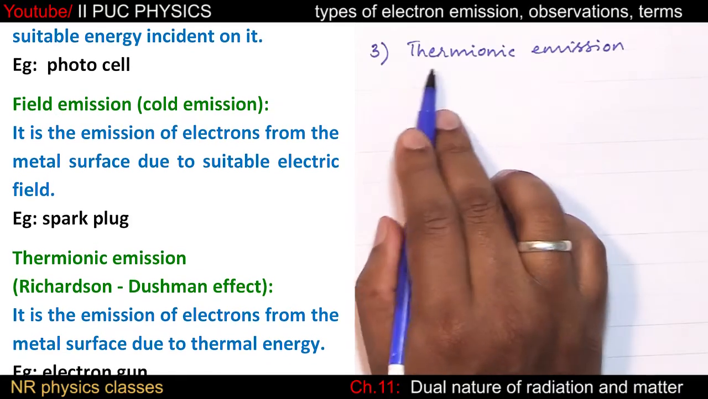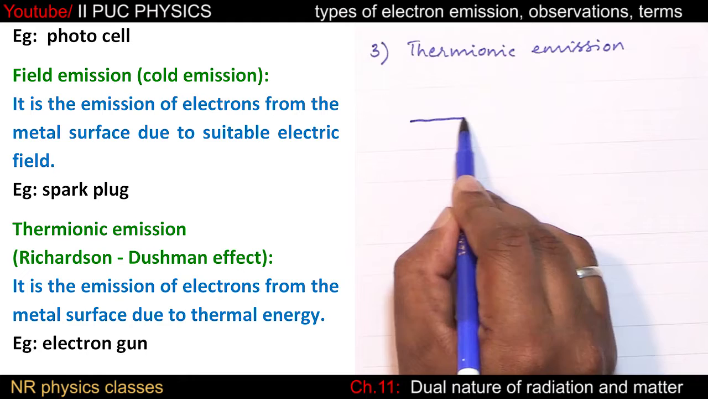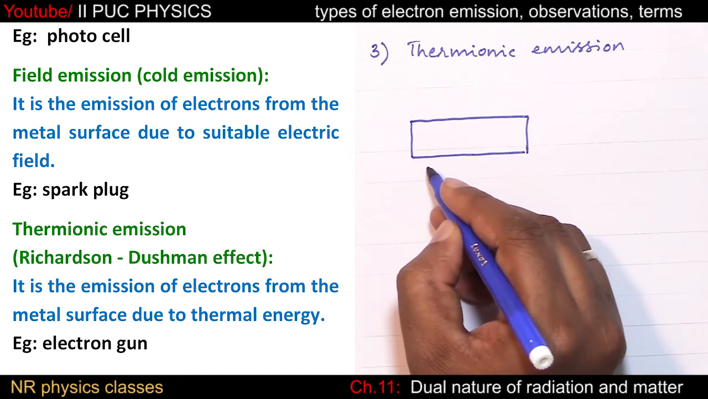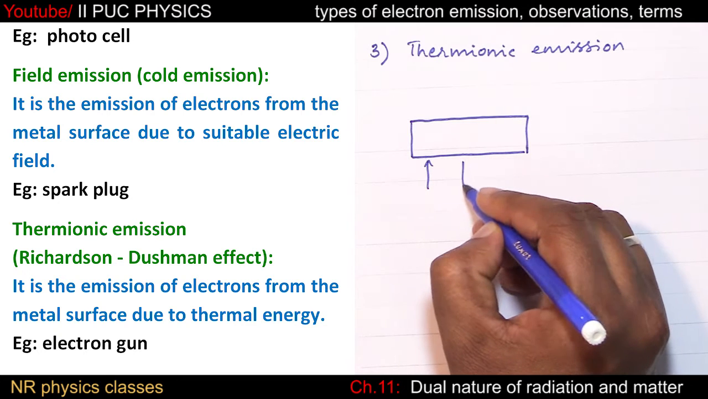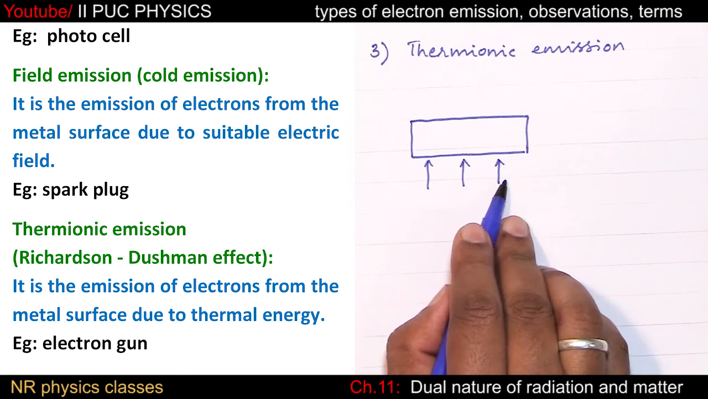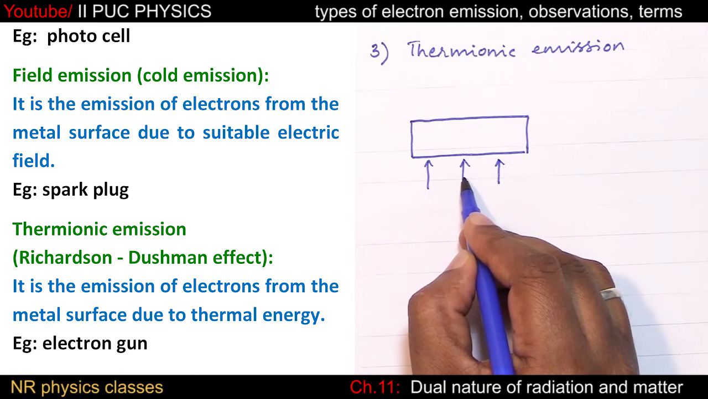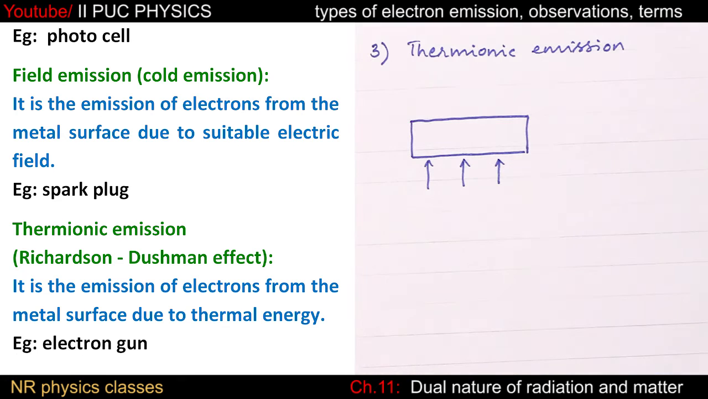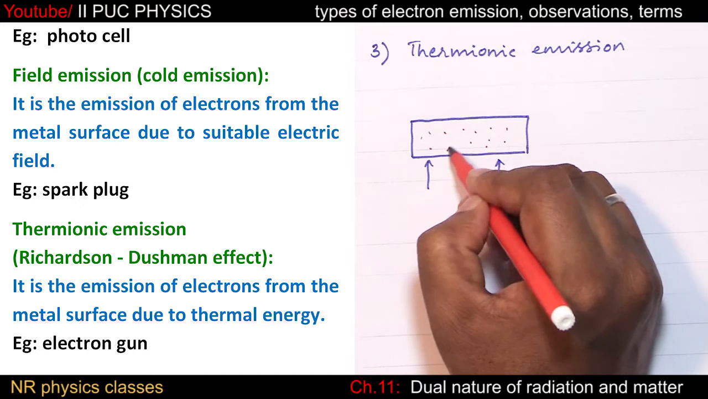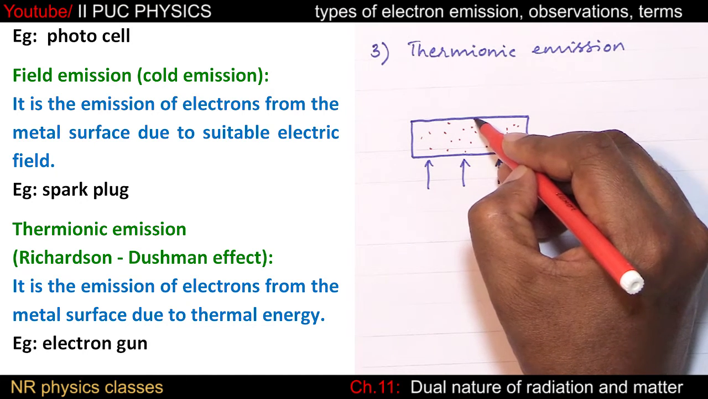Thermionic emission. Using heat energy, electrons are removed. This is a metal. This metal is heated. Heating is represented by this symbol. If this metal is heated and the heat energy is sufficient to remove electrons, then conduction electrons present in the metal will gain sufficient kinetic energy and a few electrons may manage to escape.